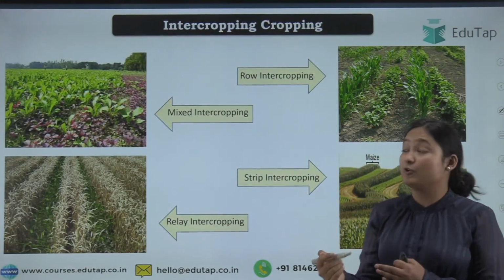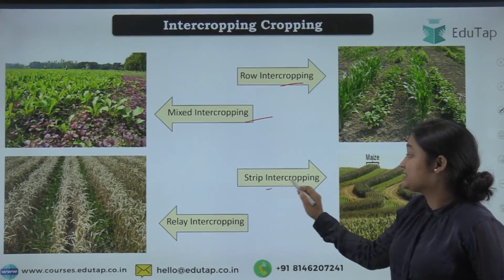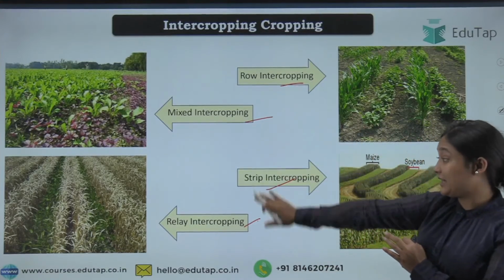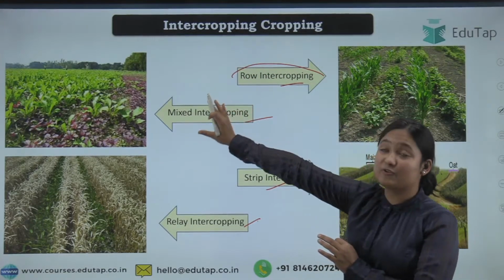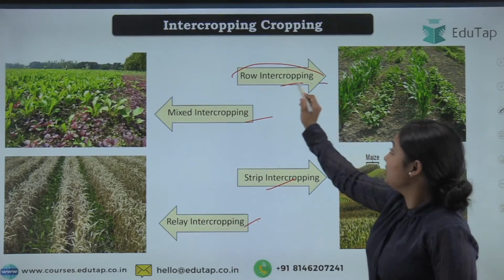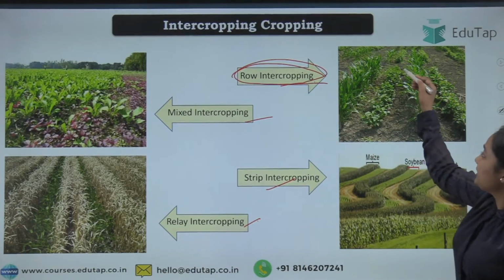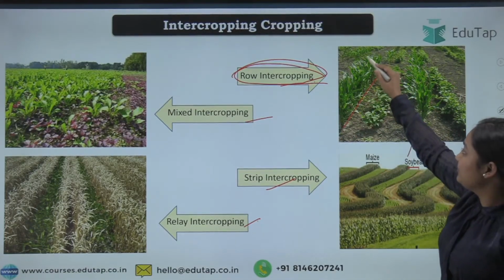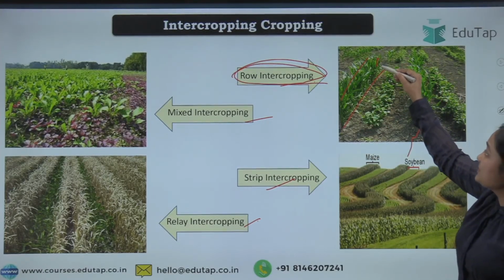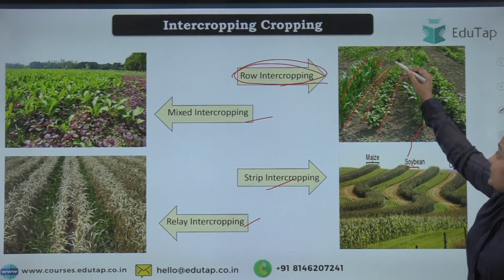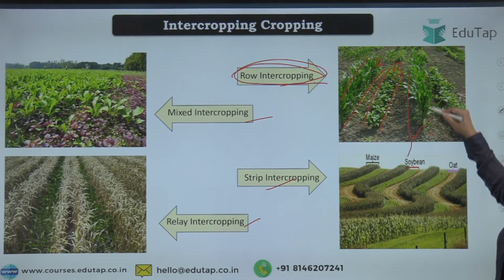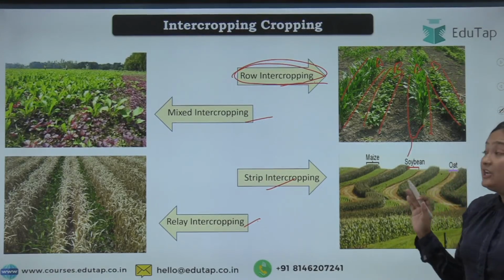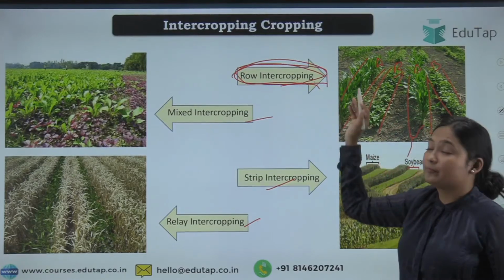So intercropping methods are four types: row intercropping, mixed intercropping, strip intercropping and relay intercropping. So अब आपको ध्यान से समझना. This part again is very important and people get too much confused in this particular part. So what is row intercropping? In row intercropping, we take one crop and grow a row of it. Suppose this is your crop A, then a row of another crop, that is crop B, then again a row of crop A, then again a row of crop B. So this is your row intercropping.